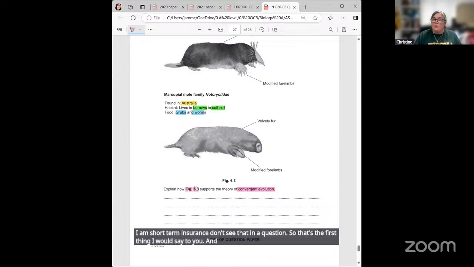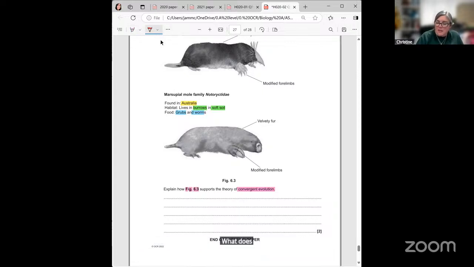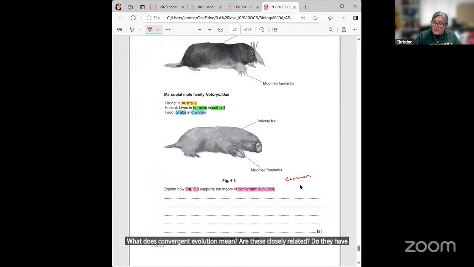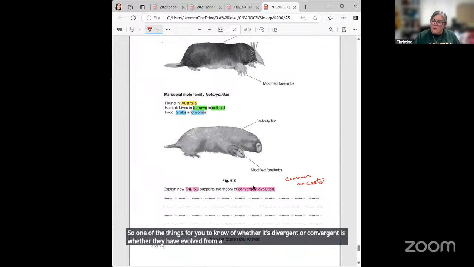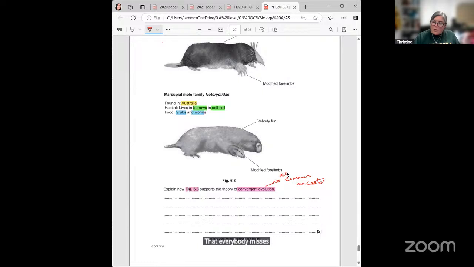And then what they're looking for is for you to understand what convergent evolution means. Are these closely related? Do they have a common ancestor? One of the things for you to know, whether it's divergent or convergent, is whether they have evolved from a common ancestor. Because we're talking about convergent, we are saying that there is no common ancestor. They are not closely related. And it's important, this key bit that everybody misses out: no recent common ancestor. They have not evolved from a recent common ancestor because they live in different parts of the world.